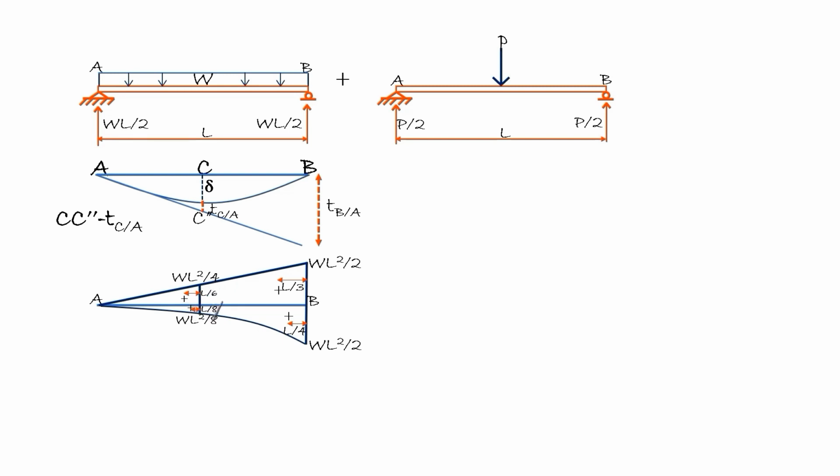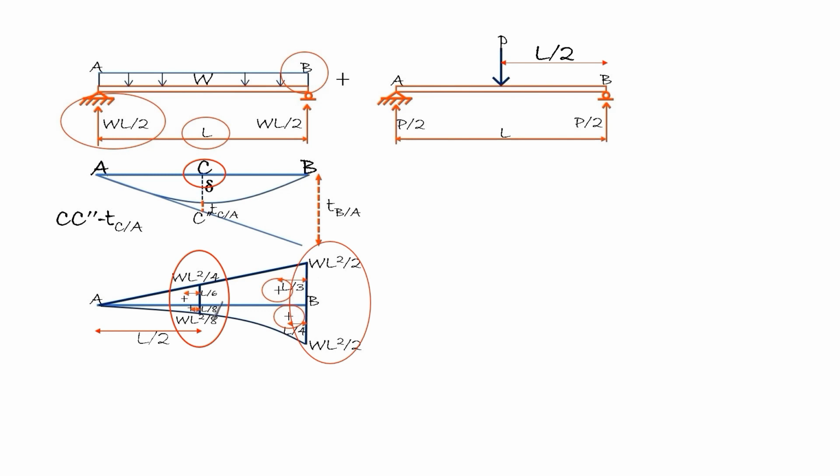Again, if we take moment at point B considering the reaction force wL over 2 here, we have wL over 2 times this moment arm L equal to wL squared over 2. So we have here wL squared over 2. Then we have here L over 3 as the centroid of a triangle, and L over 4 for this spandrel. The values here are obtained by checking moment at point C here, just like how we obtained these values here.